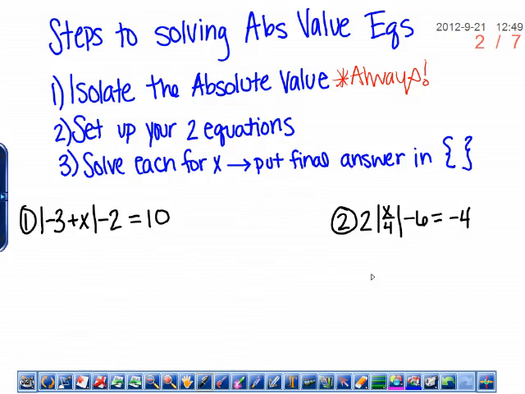Okay, let's look at number 1. What's my first step? Isolate the absolute value, and how am I going to do that? So I'm going to get that the absolute value of negative 3 plus x is equal to 12. So that means that the inside is either equal to positive 12 or negative 12. So I'm going to set up my 2 different equations.